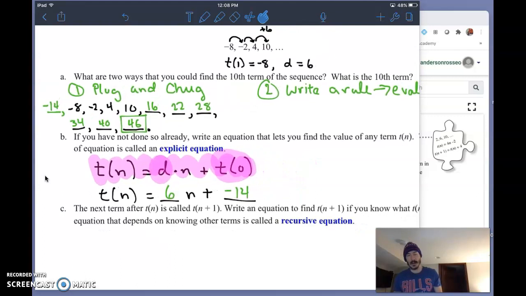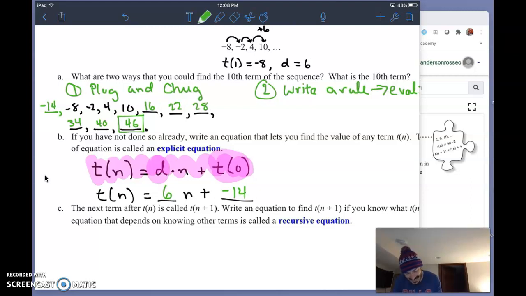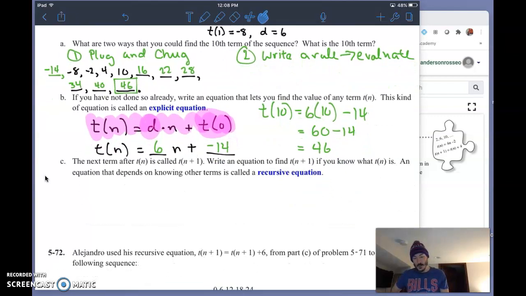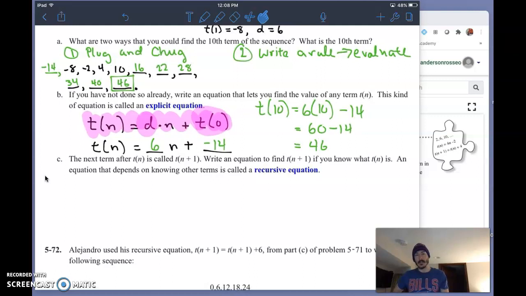And let's just verify that our 10th term does work out to be 46. I can just say, hey, t of 10, my 10th term, should be 6 times 10 minus 14, or plus -14. 6 times 10 is 60 minus 14. Hey, there it is. There's the other way to get that 10th term. It is 46. All right. Introducing a new method of writing this rule.